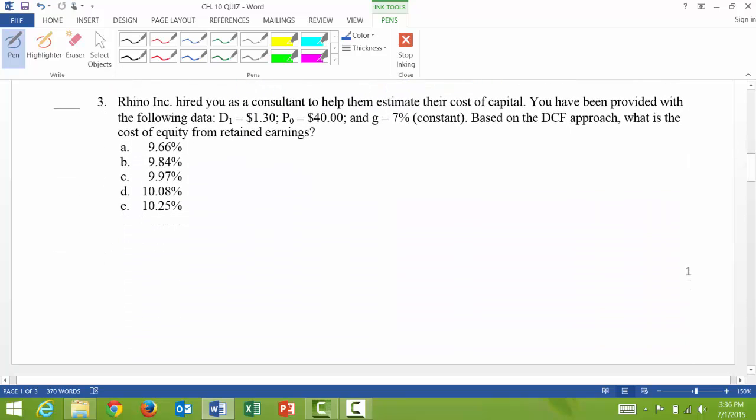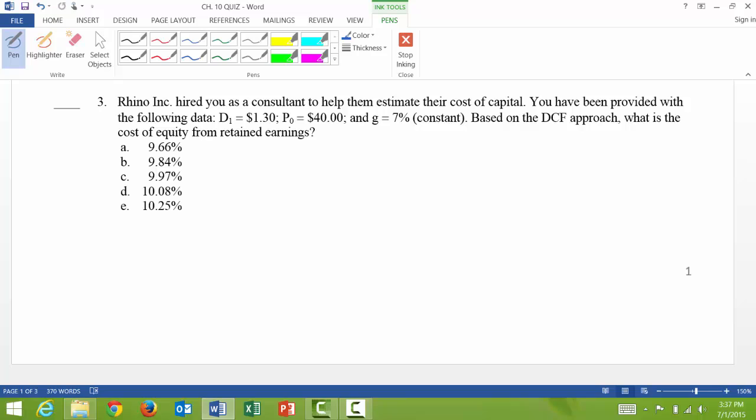So let's look at the next question. Remember, in one of the questions we're ultimately going to find the total weighted average cost of capital, because that was the point for this chapter. So question 3, Rhino Inc. hired you as a consultant to help them estimate their cost of capital. You have been provided with the following data: D1, the next expected dividend, is $1.30. P0, the price today, is $40, and G, the growth rate, is 7% and constant. Based on the discounted cash flow approach, what is the cost of equity from retained earnings?